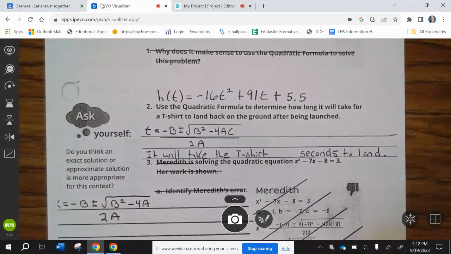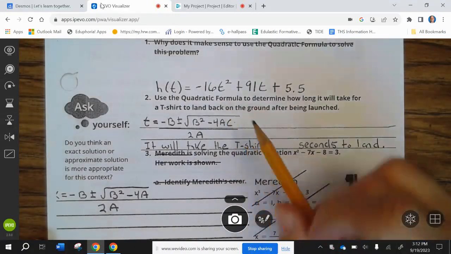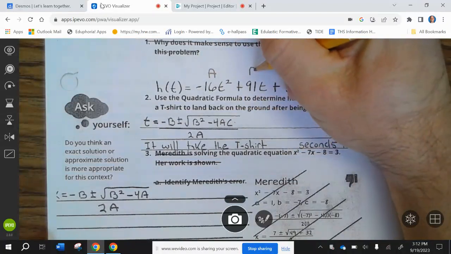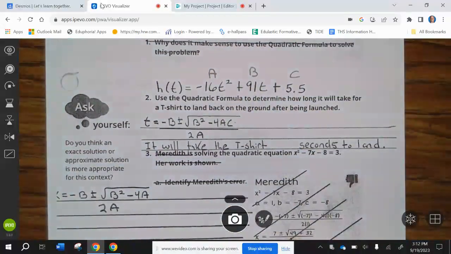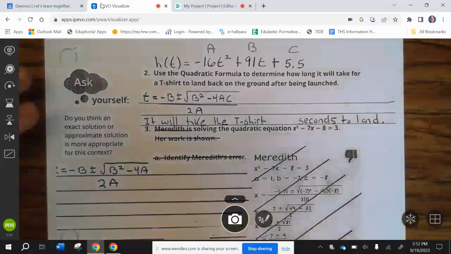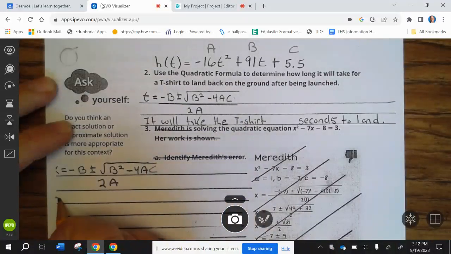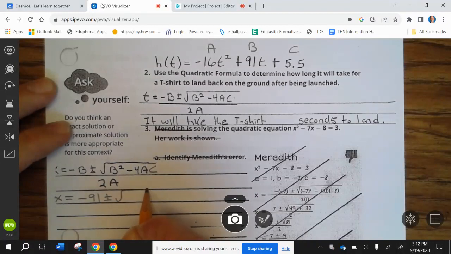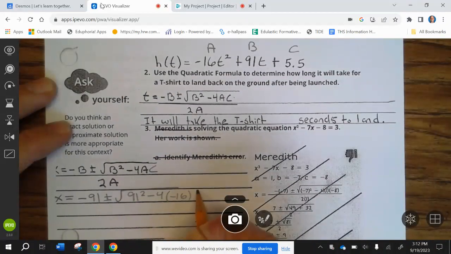All right, number 2. Use the quadratic formula to determine how long it will take for a t-shirt to land back on the ground after being launched. So let's use the equation from the previous page. This is your A value, this is your B value, this is your C value. We're going to plug those into this formula. So x equals negative 91 plus or minus the square root of 91 squared minus 4 times negative 16 times 5.5, divided by 2 times negative 16.